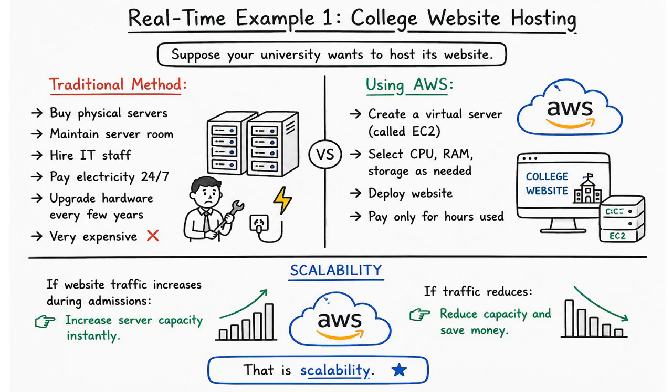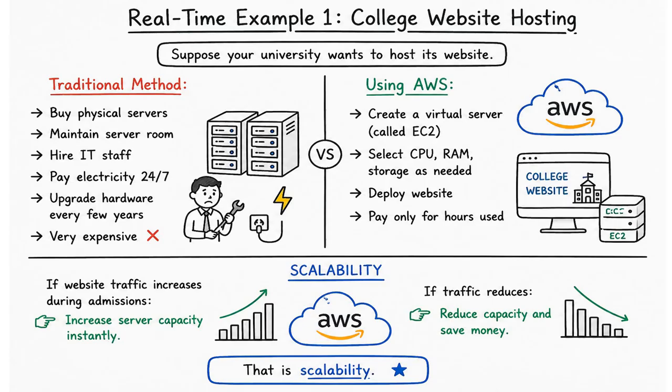Then comes upgrading hardware every few years. Technology becomes outdated very quickly. So the college must regularly update processors, RAM, storage, network devices, etc. Why? Because the website traffic and the data increase every year. And the disadvantage here is the repeated hardware expenses. Then it is very expensive, because when all costs are combined, hardware, electricity, maintenance, salaries, upgrades, the traditional method becomes very costly. So instead of the traditional method, we'll shift to using AWS.